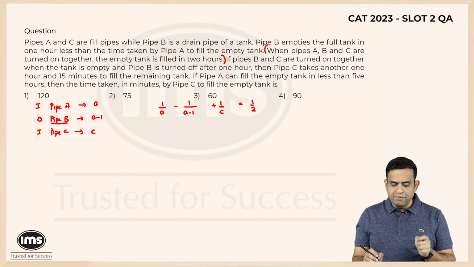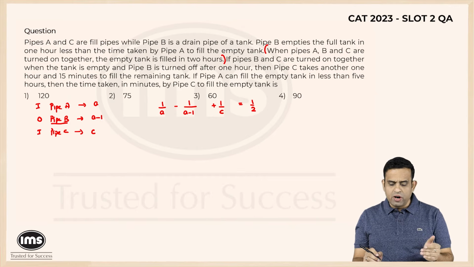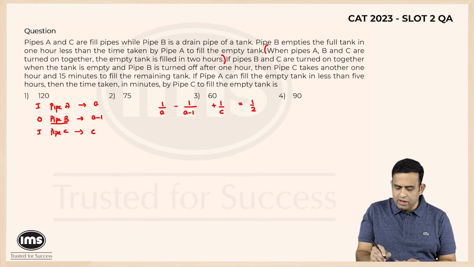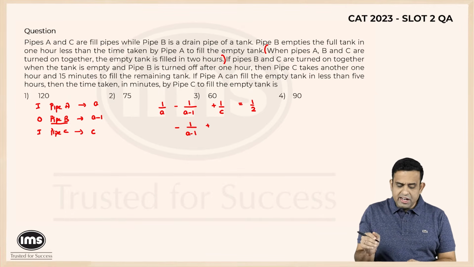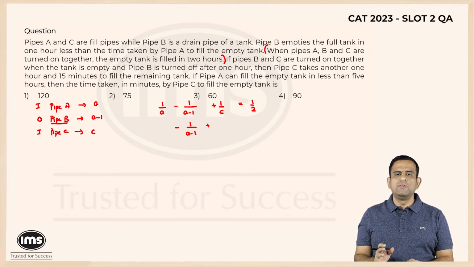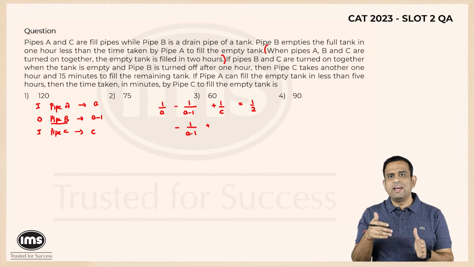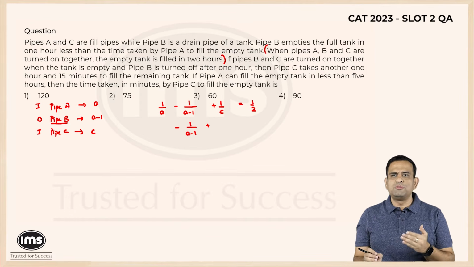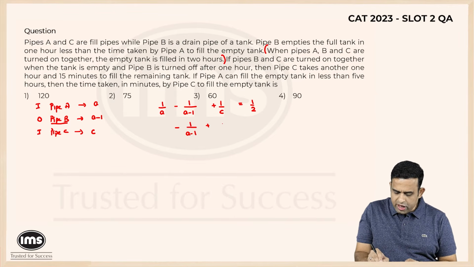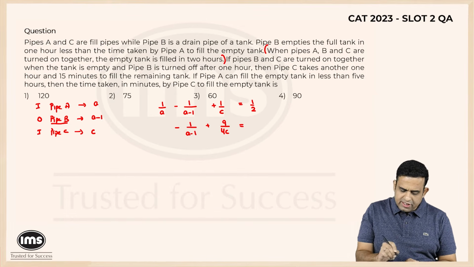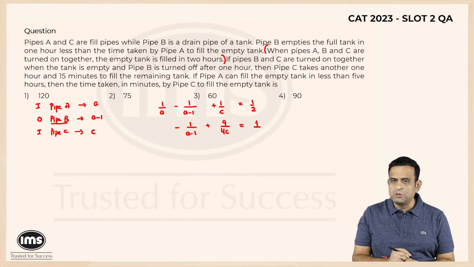Then if I look at the next part, if pipes B and C are turned on together when the tank is empty and pipe B is turned off after 1 hour, that means pipe B has worked for 1 hour and must have drained out this much. And then C takes another 1 hour 15 minutes. So in simple words, pipe C is working for 1 hour and then 1 hour 15 minutes, giving you a total span of 2 hours 15 minutes. That translates to 2 1 by 4 hours, or 9 by 4 hours. So in 9 by 4 hours, C will fill nothing but 9 by 4C. And in that case, the tank gets completely full. So this should be equal to 1.